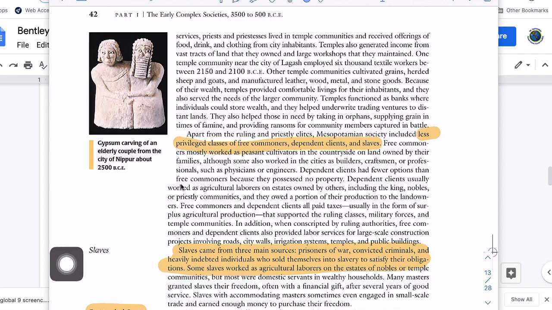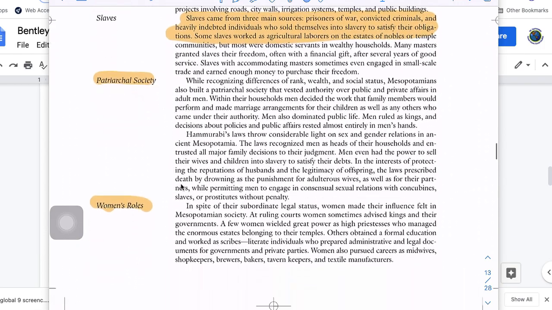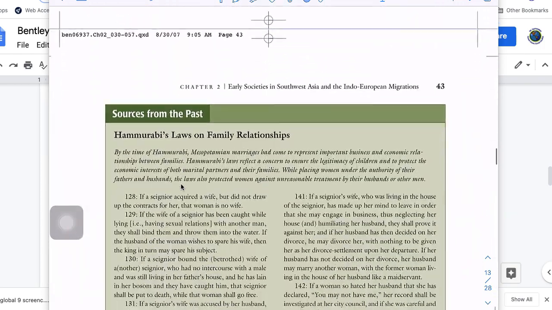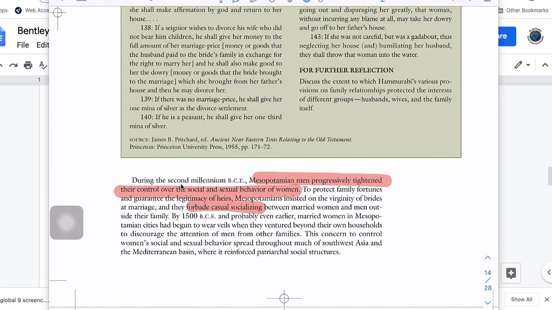But we'll continue with another piece to the way social structures are going to be set up. And the word patriarchal comes into play, and of course, the role of women. We will now start to see gender roles being shaped throughout society based on belief systems for mainly economic reasons. So let me just skip down a little bit ahead to show you what's happening here. And you could read this paragraph a little more carefully, but we're going to see how men would progressively tighten the control over the social and sexual behavior of women.